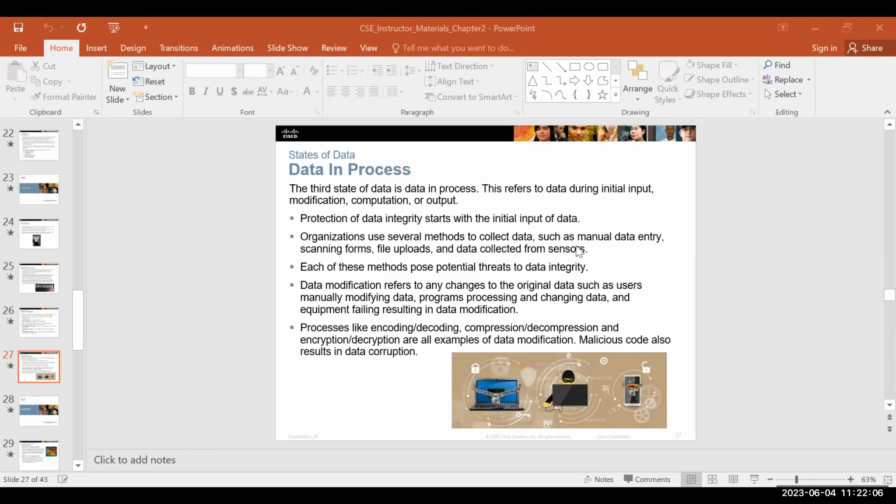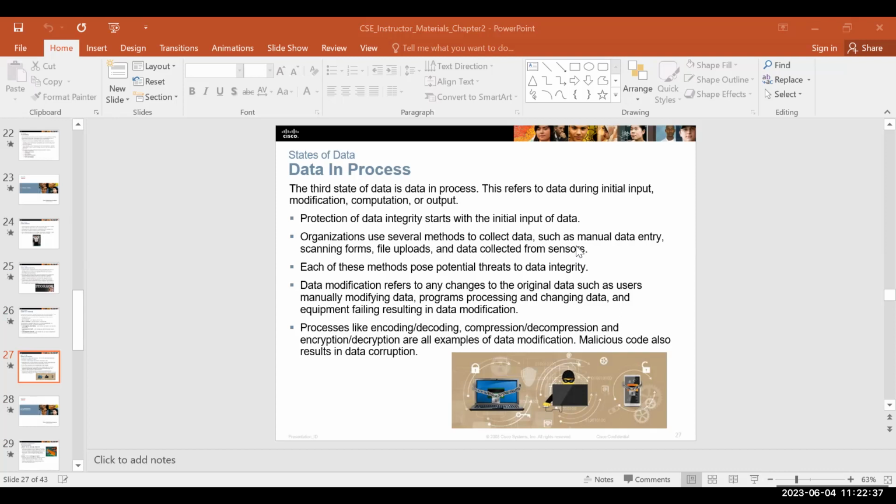Data modification refers to any changes to the original data, such as users manually modifying data, programs processing and changing data, and equipment failing, which results in data modification. That is the essence of data modification. Processes like encoding and decoding, compression and decompression, and encryption and decryption are all examples of data modification. Malicious code can also result in data corruption.